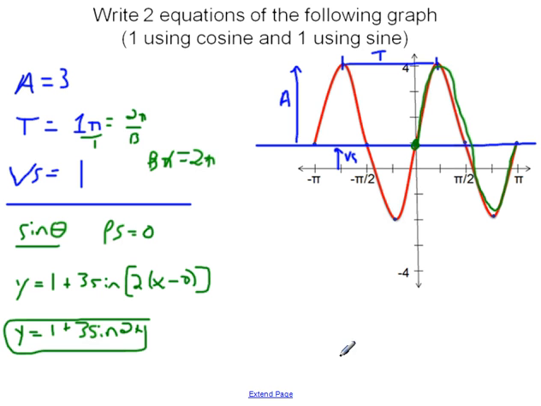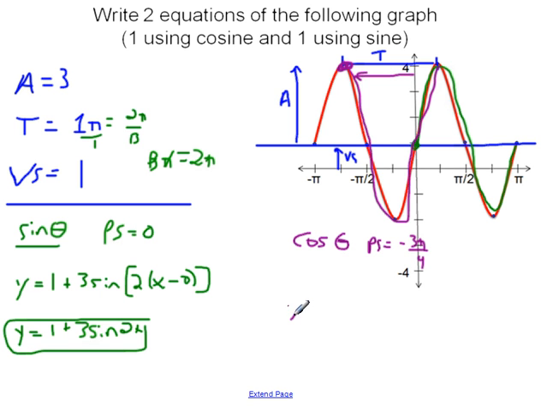Now the cosine. Cosine normally starts at a maximum, so a cosine graph would normally start here and go like that. What we have to do is find the distance that it went back, because that's the phase shift. In this case, if it starts here normally, it's 1, 2, 3 back, so negative 3 pi over 4.